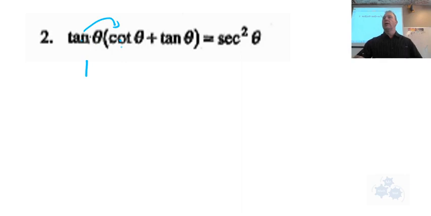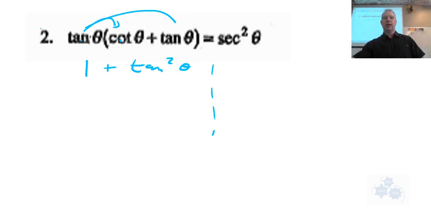That's just 1, because they're reciprocal identities, right? It'd be like 5 times 1 over 5. Well, that's just 1. Tan times cotan is 1. What's tan times tan? Tan squared. It's going to be plus tan squared. Now, this is a super easy one, because as soon as you do that multiplication, now you see that this is part of an identity.